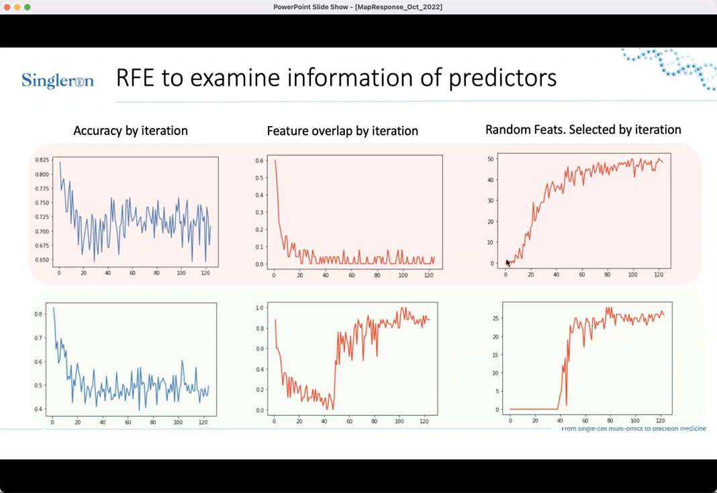On this third row, random features selected by iteration, what we see is that as we start removing the most important features, the model starts picking out some of the random ones that we put in. So it's actually fitting noise, in a sense. In other words, it's saying the significant features it found are these, but they're actually the random features that you injected into the data set.